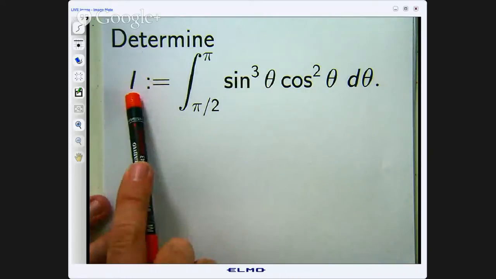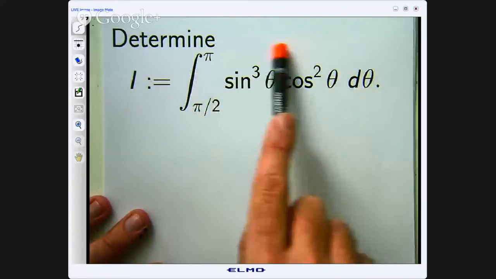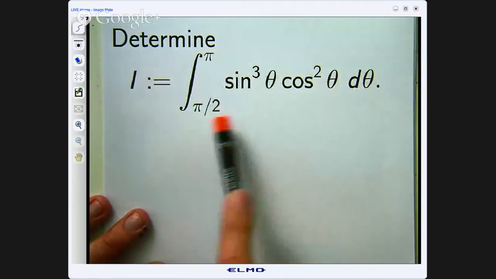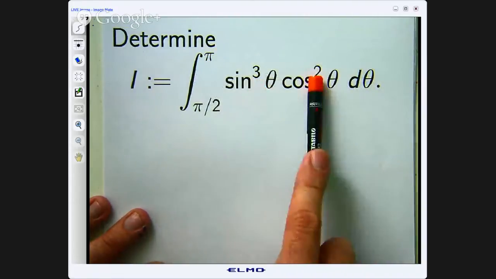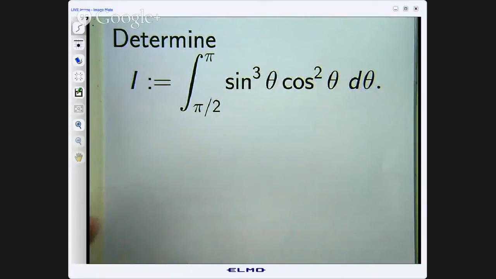Okay, I is defined to be the value of this definite integral. And you can see that there's powers of sine, there's powers of cosine, and we're integrating with respect to the variable theta. Okay, so how do we do it?